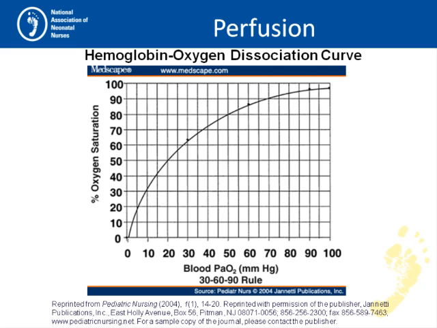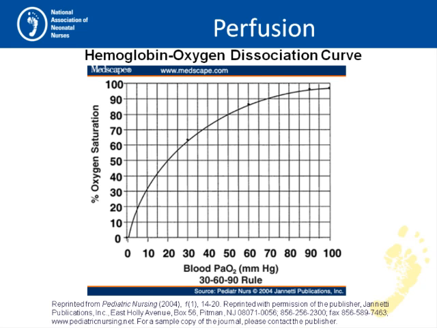Carbon monoxide interferes with hemoglobin binding to oxygen. Carbon monoxide shifts the curve to the left. An increased level of carbon monoxide may cause severe hypoxemia with a normal PaO2. Methemoglobinemia causes a left shift in the curve.